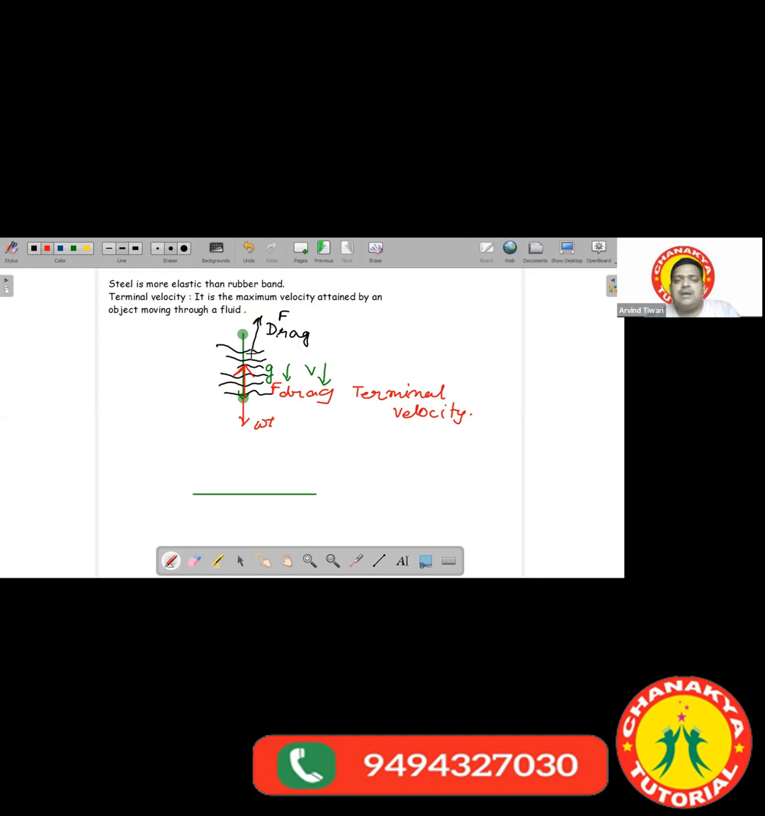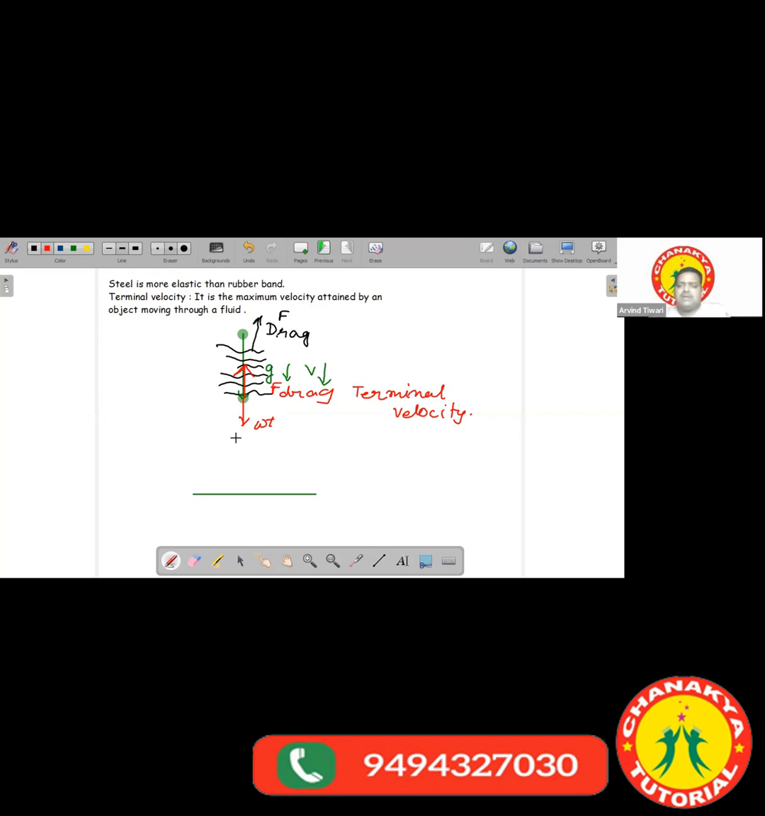So hence, in this case, we obtain here terminal velocity. That means if the ball or any object falls down, a point comes when the drag force and the weight are equal, they balance each other. Hence, no net force acts on it. So therefore, its backward dragging force is equal, and hence acceleration is zero. So therefore, it moves with a constant velocity called the terminal velocity. So it happens when a substance moves through a fluid.